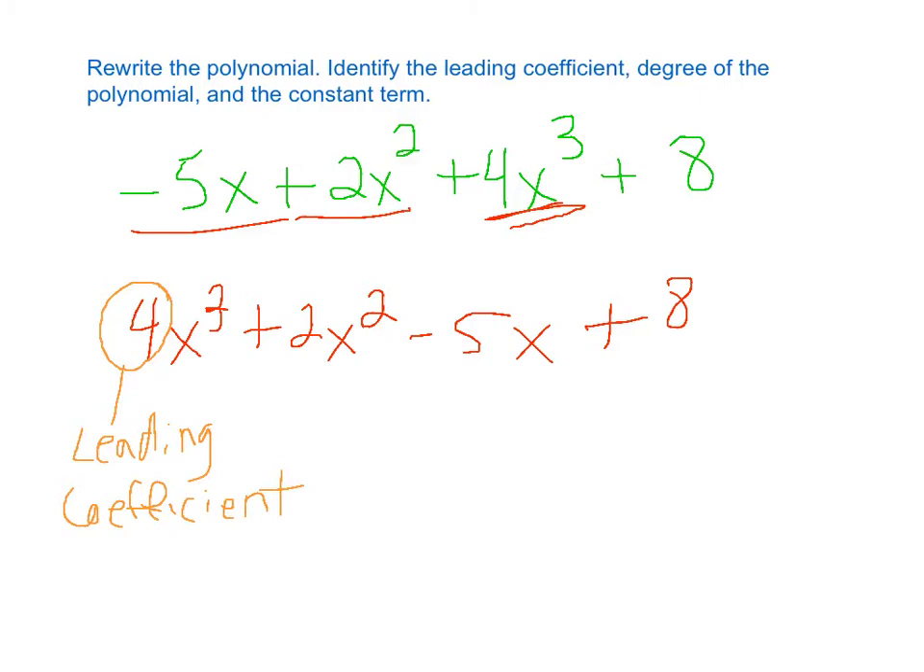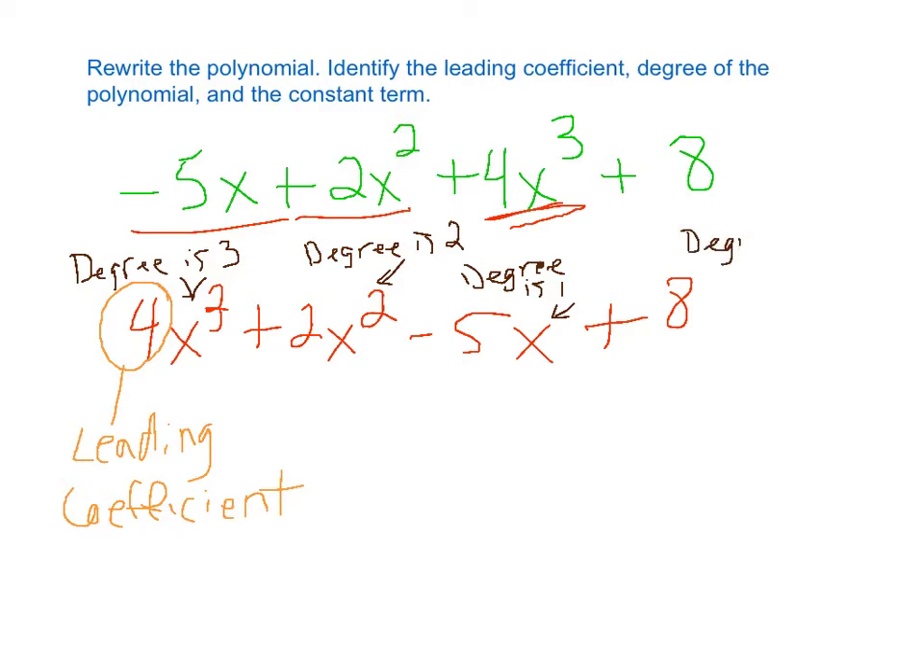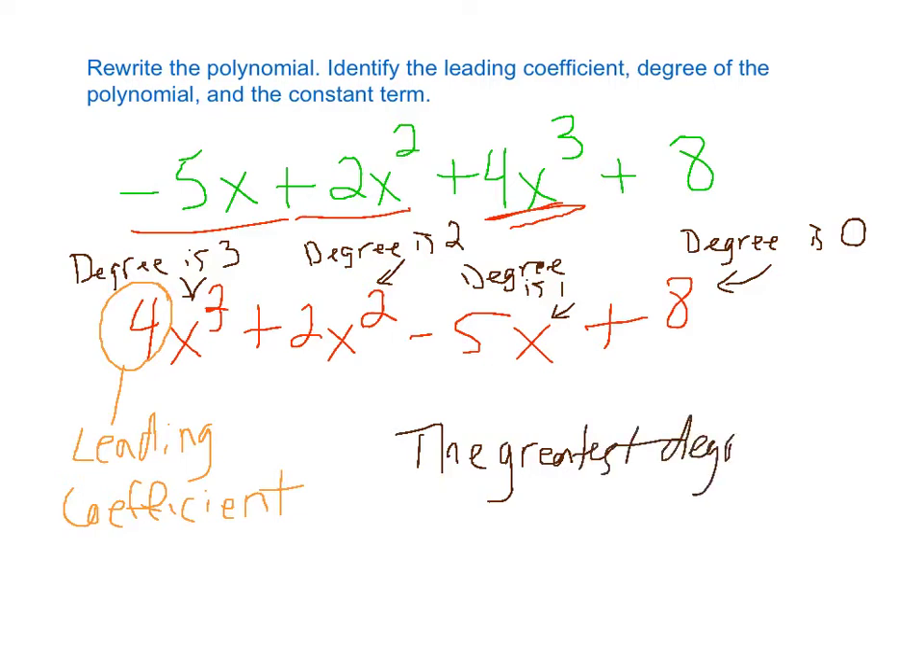And next, it asks us to identify the degree of the polynomial. If you look at these individually, this degree is 3. This degree is 2. This degree is 1. This degree is 0. So we just have to look at all those degrees and see which one's the largest. So the greatest degree is 3.